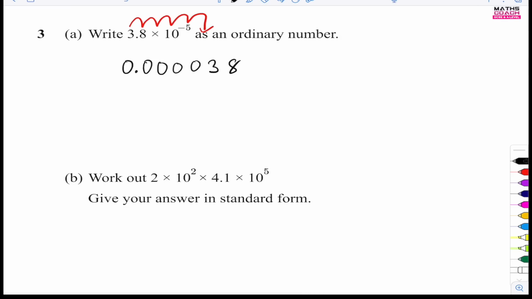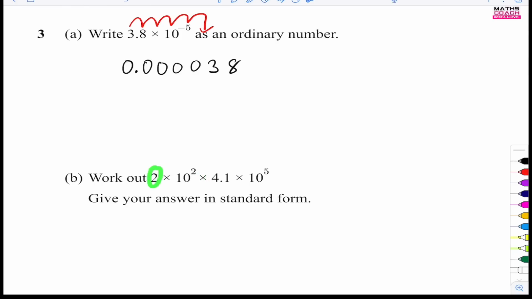On to part B. Work out 2 times 10 to the power of 2 times 4.1 times 10 to the power of 5. Now remember, you're not allowed to use a calculator with this, so just bear that in mind when you're doing this. Right, it's multiplying. It's not the addition or takeaway where you need to change the powers.